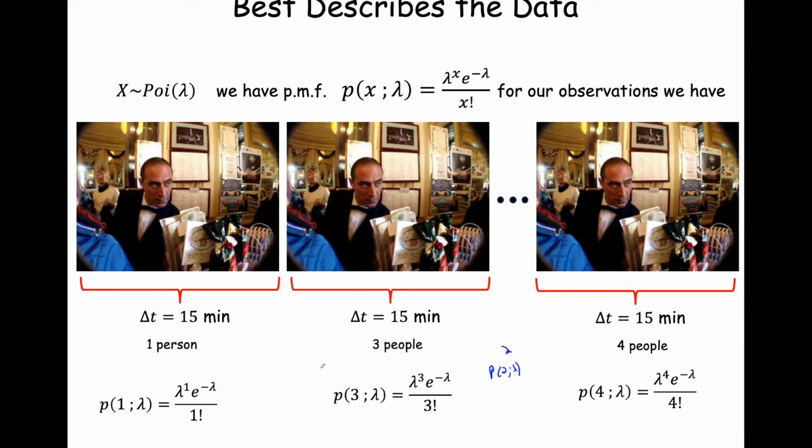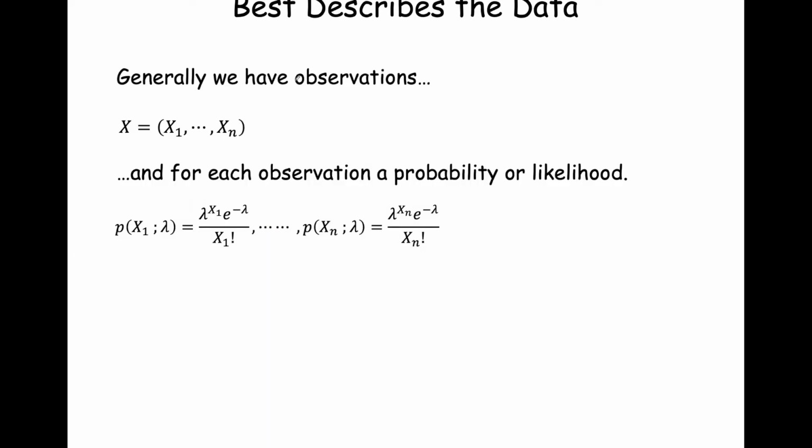All right, so now, of course, if we want to measure this idea of best describes, it's really important. We're going to select parameters lambda that best describe the data that we have. We observe and we evaluate the mass function on those observations, and then we can put them together.